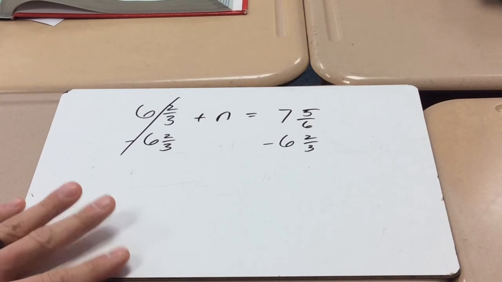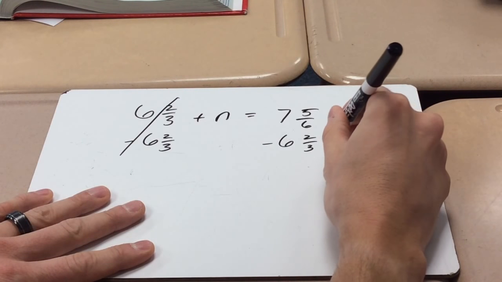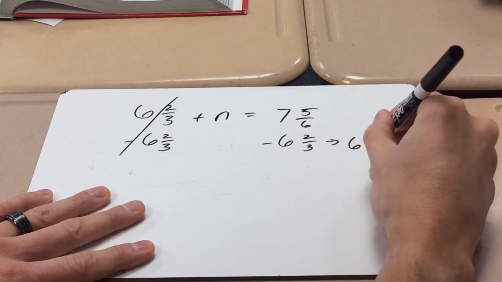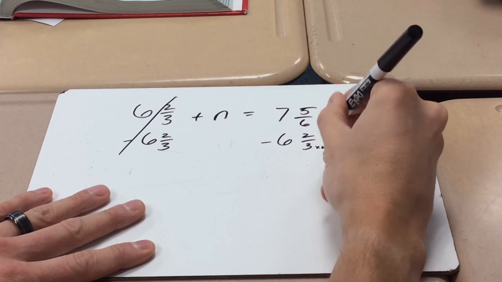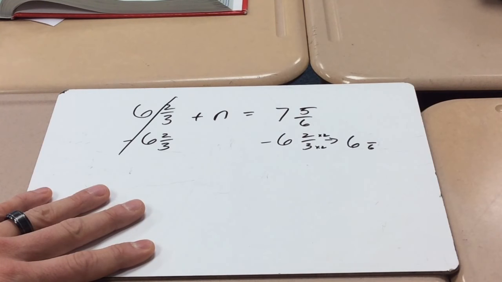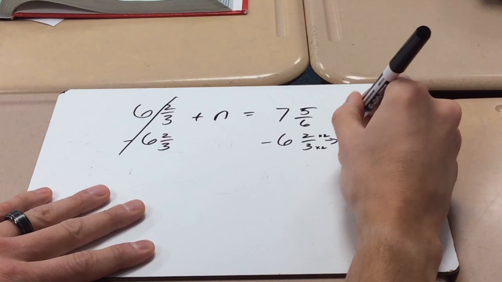We don't have common denominators, so we're going to find common denominators, and that is 6. So what times 3 gives us 6, which is 2. What we do to the top, we need to do to the bottom. So 2 times 2 is 4. And we're going to subtract.